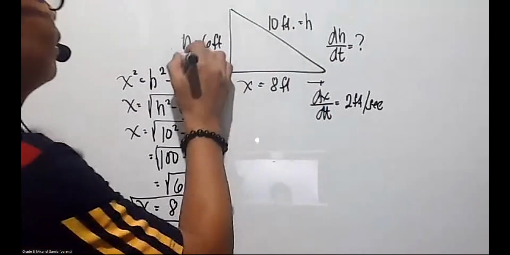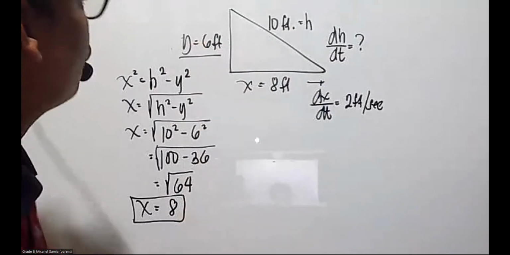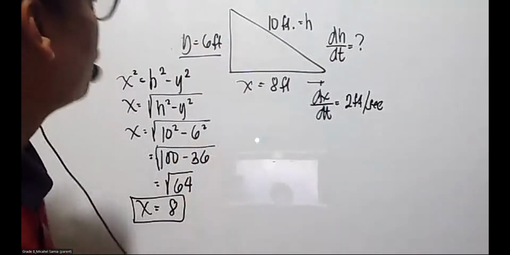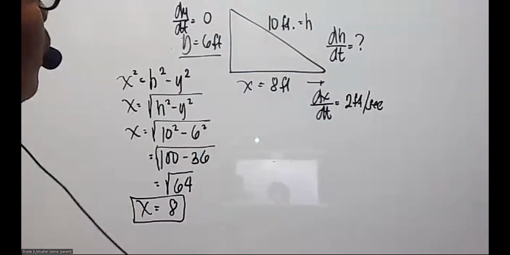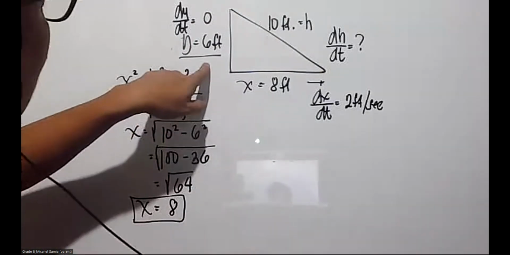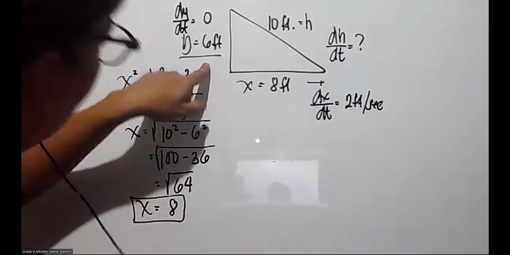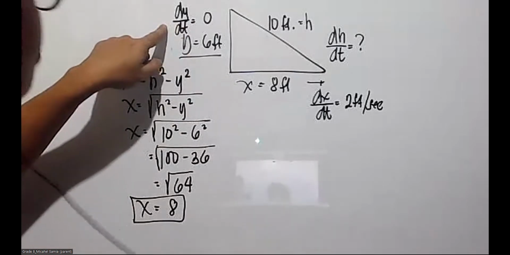Now, since your y is not increasing, therefore its change is equal to 0. Your dy/dt is equal to 0. Okay, so we have our values. So your y is 6 feet. It's not changing. Therefore, its rate of change with respect to time is equal to 0.